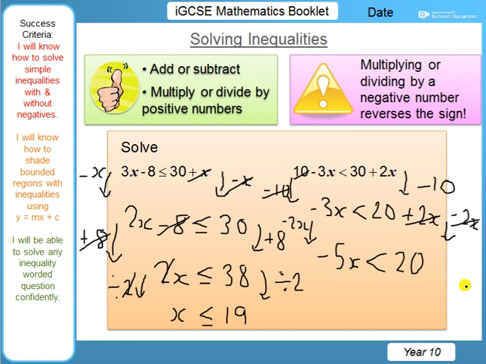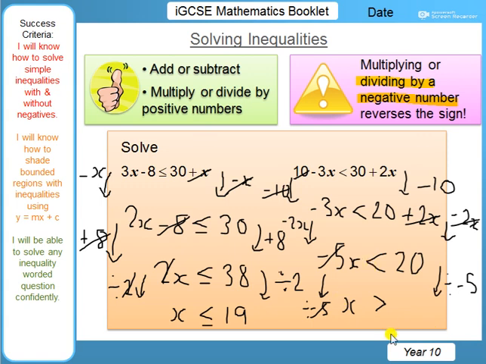Now we want to remove the minus 5. So the opposite of timesing by minus 5 is dividing by minus 5. Again, we do the same to both sides. That's important. Now again, the minus 5 cancels with this 5, leaving us just x. And remember, we have divided by a negative number. I will highlight this. Divided by a negative number. And if we do this in any step of our inequality, then that reverses the sign. So we change this to a greater than sign.